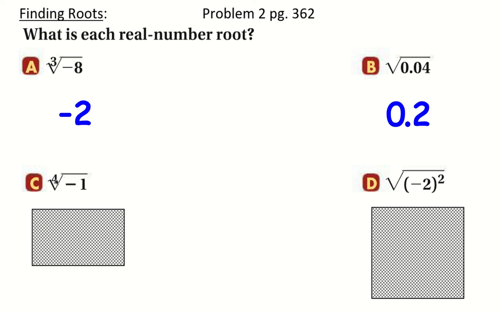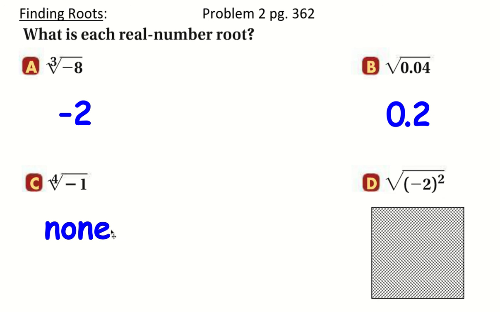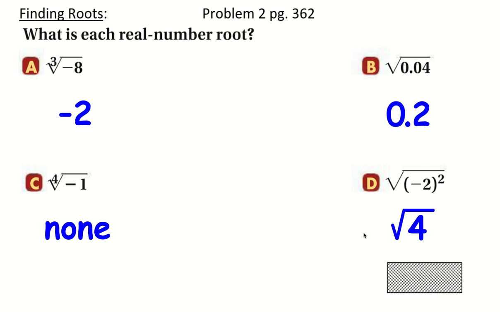What is the fourth root of negative 1? There's no real answer. Just like there's no square root of negative 1, there's no real fourth root of negative 1. And then this: negative 2 squared is positive 4, and then the square root of that is 2.